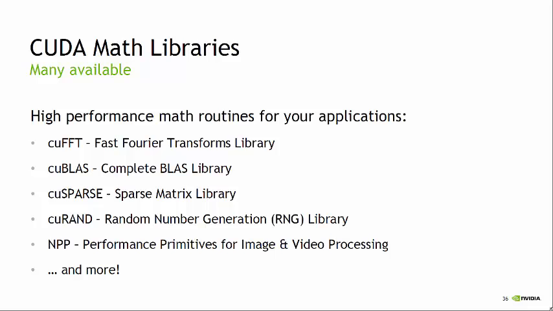There's cuRAND, a random number generation library. Random number generation isn't actually a very easy thing to do in parallel, so having a library to do it for you is quite convenient. There's NPP, which is Performance Primitives for image and video processing. There's more. cuDNN is one of our latest libraries, which does deep neural networks. There's AmgX, a matrix solver using a number of different methods, not just AMG. There's quite a lot of libraries out there. If you visit the NVIDIA website, you'll see quite a breadth.